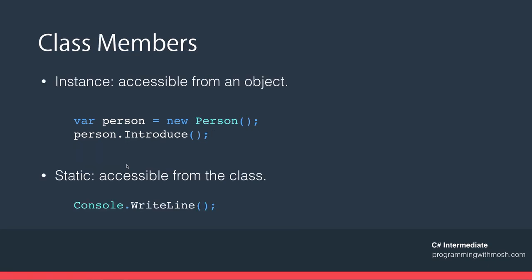Before we start coding, let's talk about class members. In C#, we have two types of class members. We have instance members and static members. An instance member is accessible from an object. You have already seen that before. So we create a Person object and then call the Introduce method on the object. But we also have static members, and a static member is accessible from the class, not an object. An example of that is Console.WriteLine. So Console is a class and WriteLine is a static method. So we don't have to create an instance of Console using the new operator in order to call WriteLine.